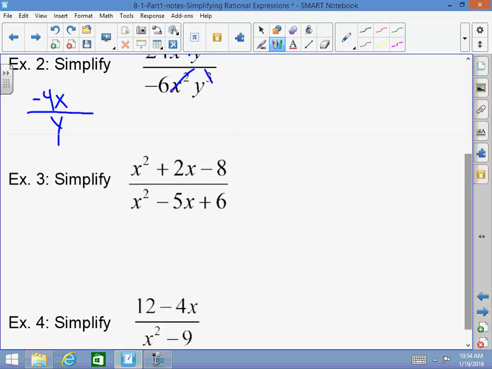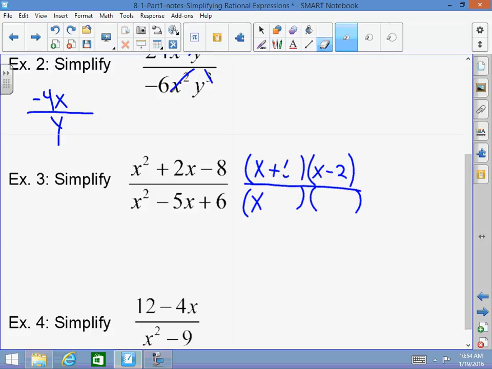Number 3. Let's factor. Okay, I've got x plus 6 and x minus 2. And in the denominator, I got, not a 6. Come on, Mr. Morrow. Pay attention, Mr. Morrow. Thank you, gentlemen. And in the denominator, I've got x minus 3 and x minus 2.